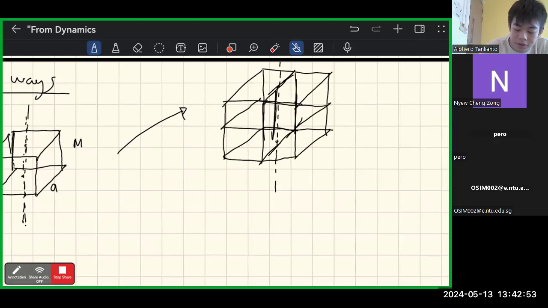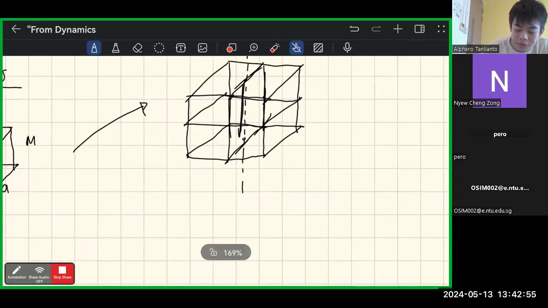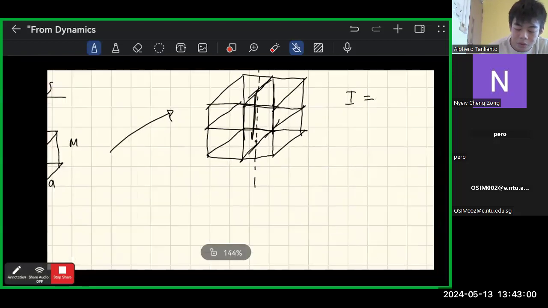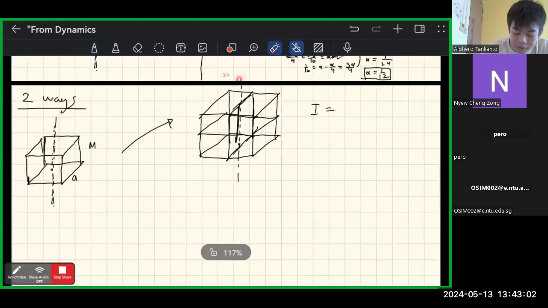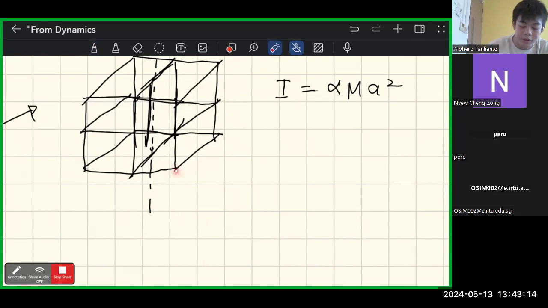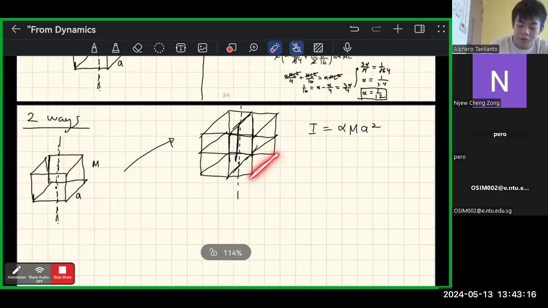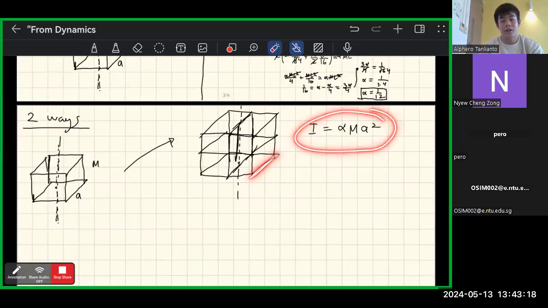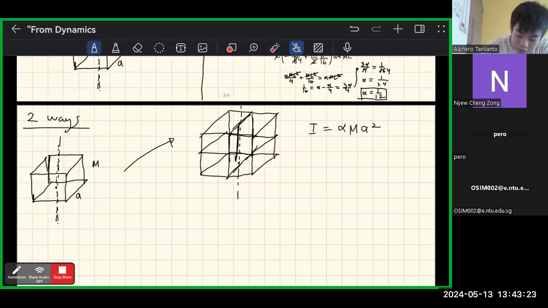And you will just say that if the moment of inertia of one cube with a line as the reference line is going to be alpha m a squared. Now we use the mass and the side of the cube. You can use this and you'll find the answer. But it's pretty complicated.